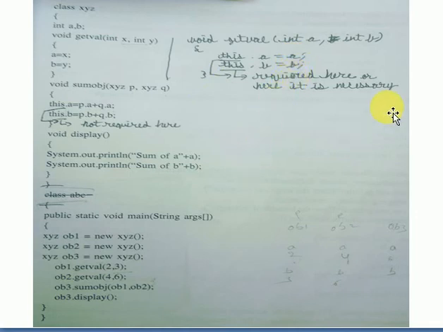Then when I call the display function, OB3 is calling, it displays the value of A and B. If you want, even here you can write this dot A, this dot B, but it is not necessary, because whichever object is calling, that object reference is taken and there is no formal parameter with the same A and B, so we don't have any ambiguity over here. So that way you can write the program with this keyword.